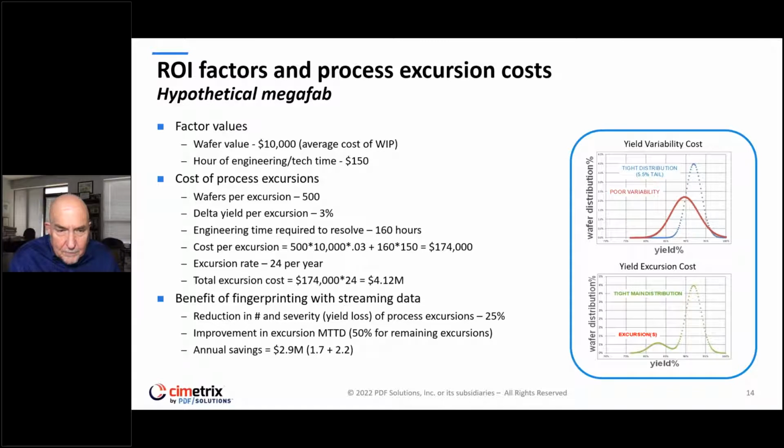If you can eliminate a fourth of those and cut the MTD and MTTD in half for the half of the ones that remain, you can save close to $3 million in a regular sort of mega fab. And that pays for a fair amount of software in this area. So there's a specific ROI for that application.